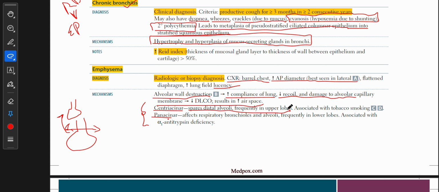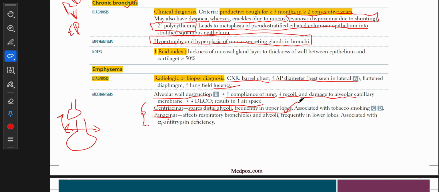So the classic feature of centriacinar emphysema is that it affects the upper lobes and is associated with tobacco smoking. And panacinar affects respiratory bronchioles and alveoli, frequently in the lower lobes. So the difference between centriacinar and panacinar is that centriacinar affects the upper lobes and panacinar affects the lower lobes. It is associated with alpha-1 antitrypsin deficiency.